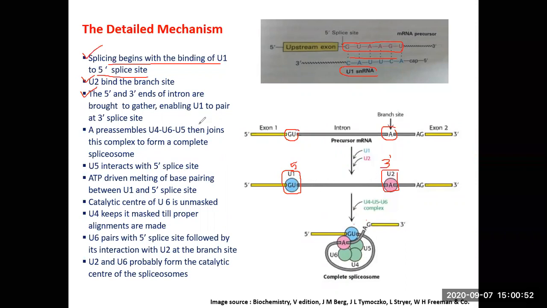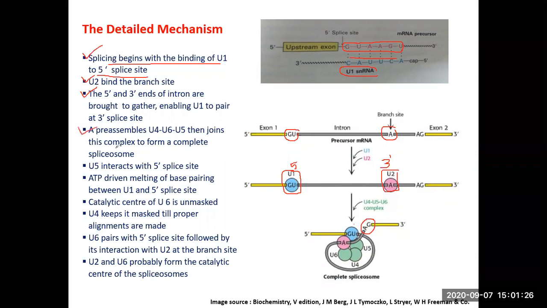And as a result of that, U1 can now extend pairing with the 3' splice junction also. How does it do it? Again, the same thing: the snRNA of RNP U1 has a sequence which is complementary to the sequence present at the 3' splice junction. So because of the looping of the intron in such a manner, these two splice sites come in close vicinity to each other, and now U1 can extend its pairing at the 3' splice junction also.